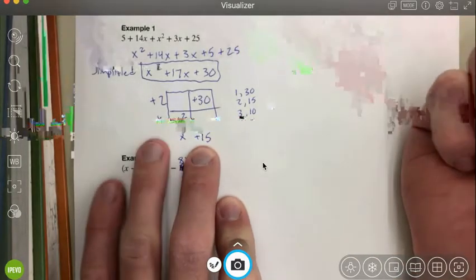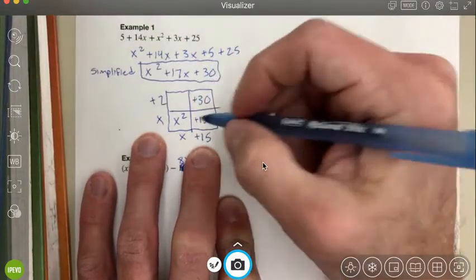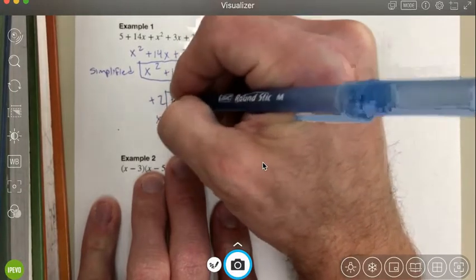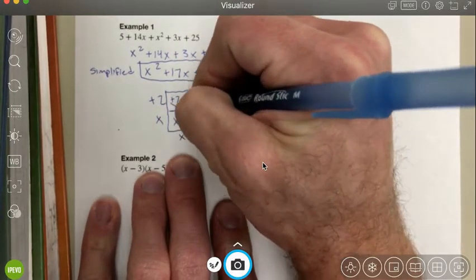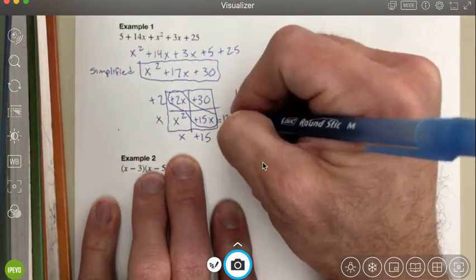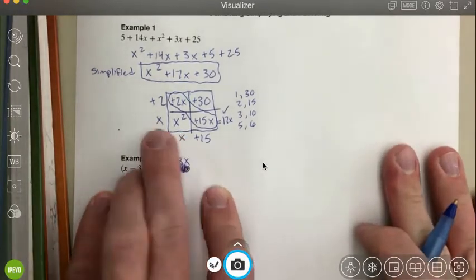All right, what's 15 times x? Well, that's going to be a positive 15x. What's x times 2? It's going to be a positive 2x. And sure enough, if I look at these two terms here, those are going to combine to get me 17x. So I know I'm good. So these two factors work.